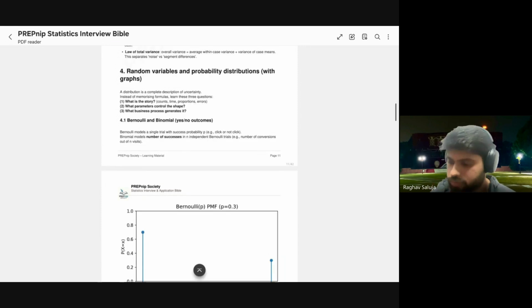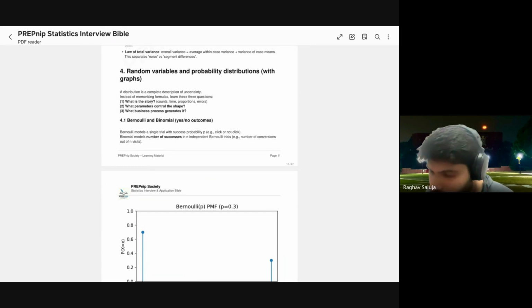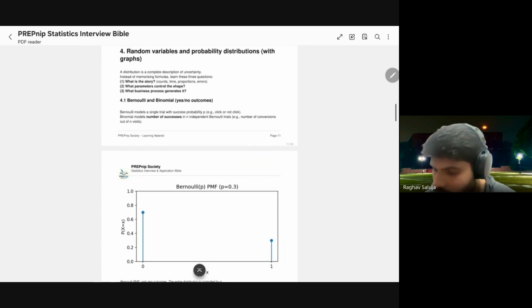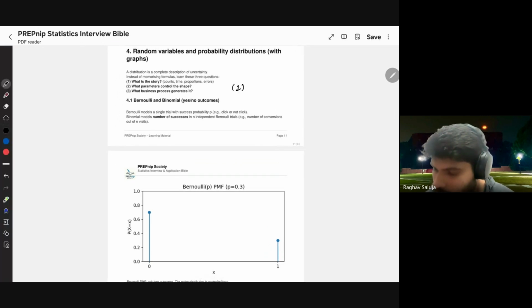Getting straight to our content here. First thing that you see is Bernoulli and binomial, right? Bernoulli. This is the atom of statistics. It is a single trial with only two outcomes. A success is a 1 and a failure is a 0. So it has only two outcomes. For example, a single coin flip or a single customer clicking buy, right? It is controlled by only one thing, probability.